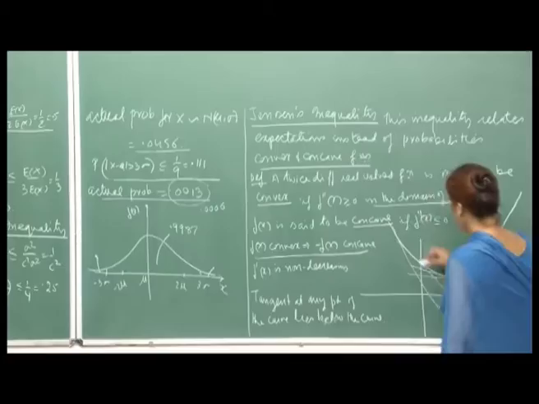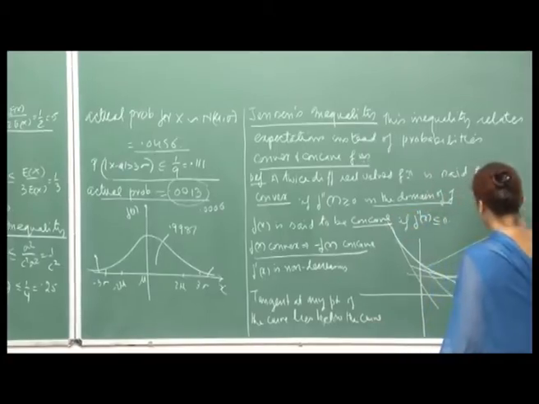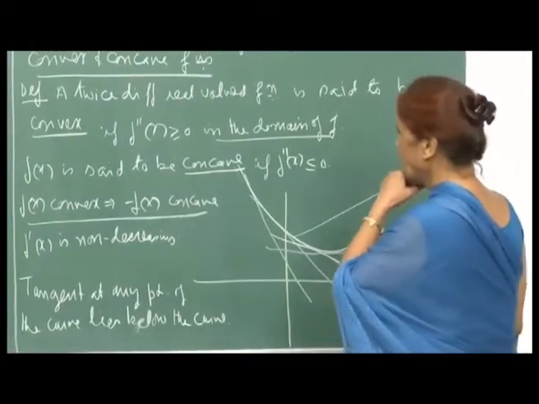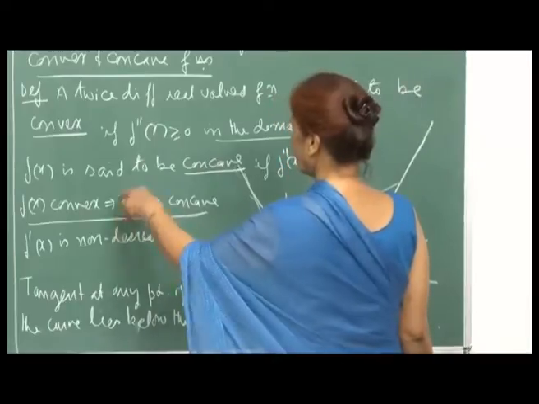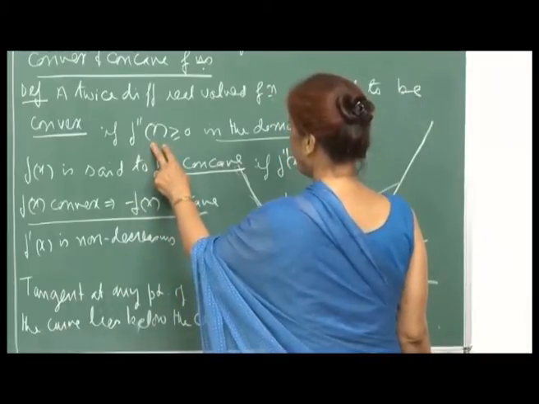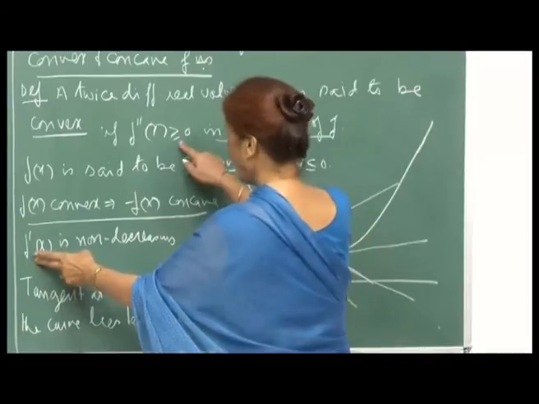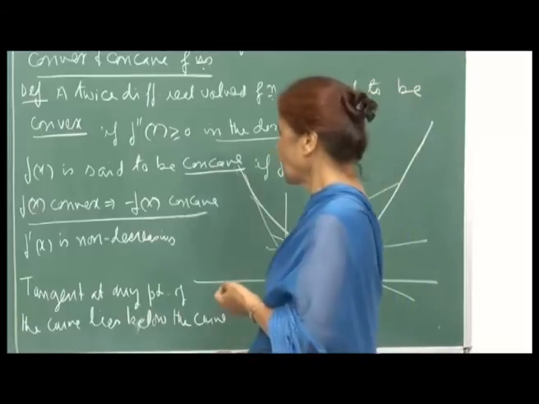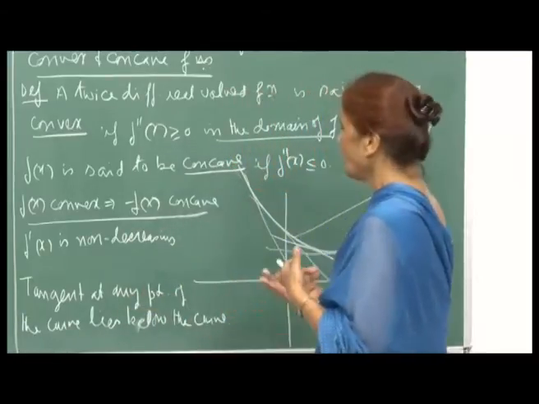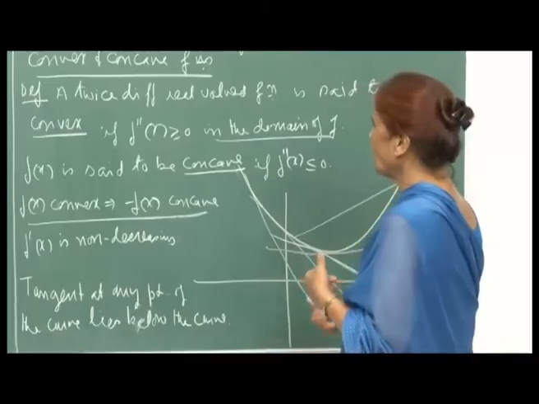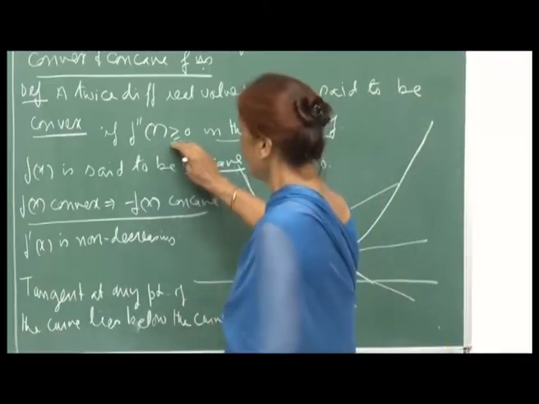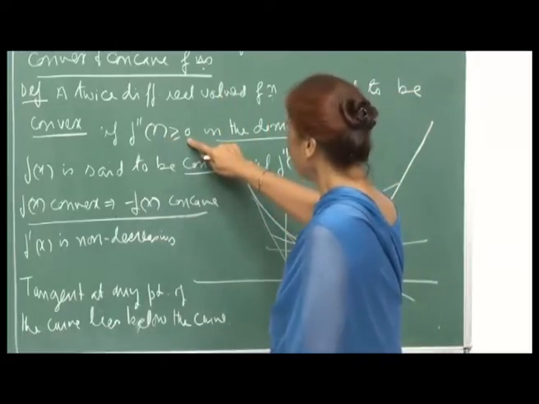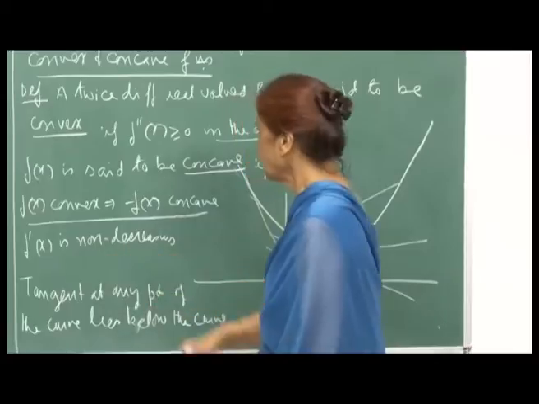Now here, for example, I have drawn for you a convex function, twice differentiable. What we are saying is that if f double prime x is greater than or equal to 0, then this implies that f prime x is non decreasing. Whenever you take a function f and its derivative is non negative, we say the function is non decreasing. Here f prime x is non decreasing.